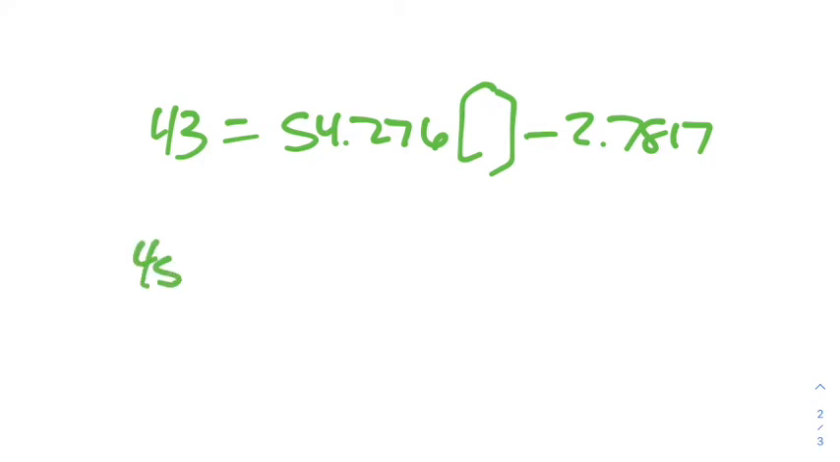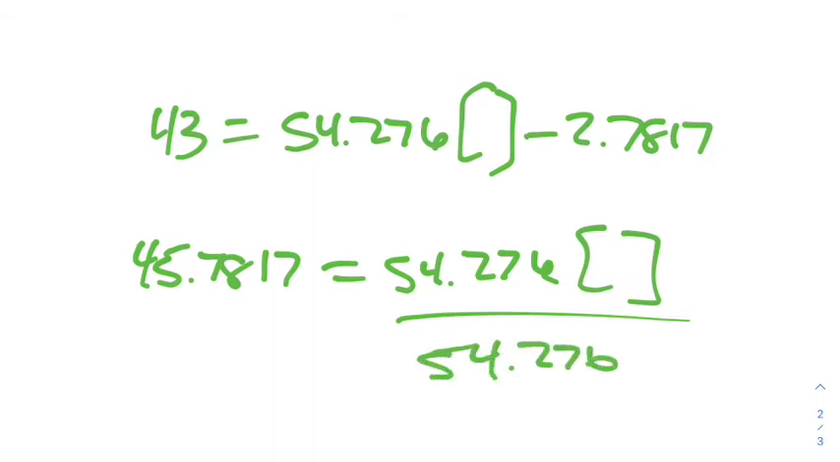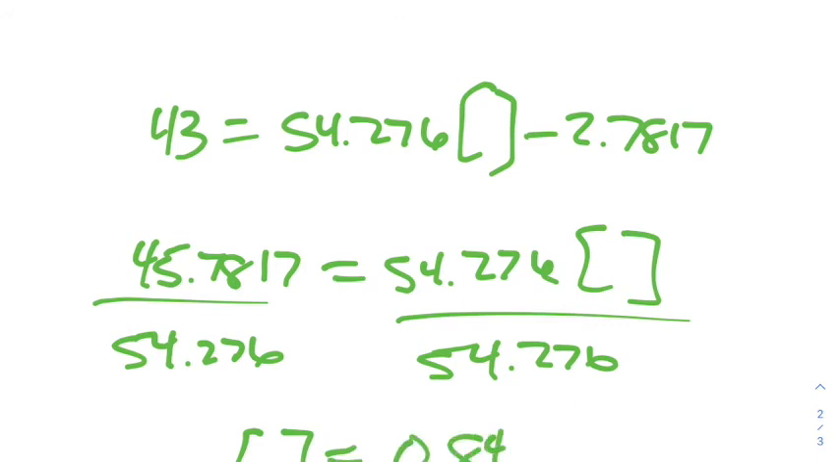So that's going to end up being 45.7817 is equal to 54.276 times your concentration. Now you divide by your 54.276, and you end up with, if I have done my math right, a concentration of 0.843 molarity.